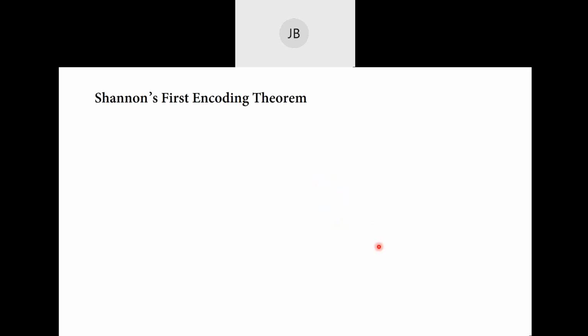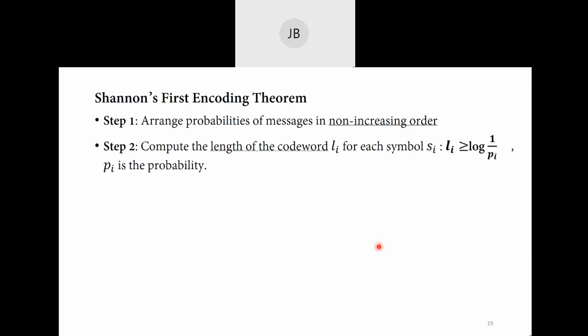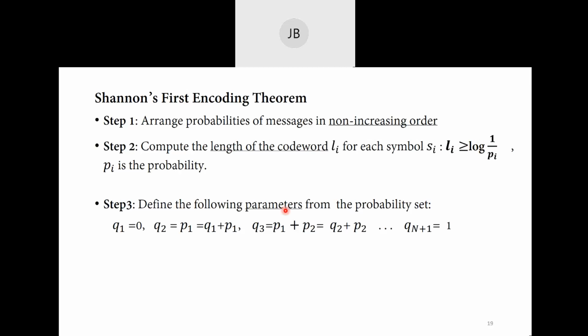Okay, and next we have Shannon's first encoding theorem. So we know the general steps of Shannon's encoding theorem. First, we need to arrange the probabilities in non-increasing order, and then we need to compute the length of the code word for every symbol. So the length of the code word for every symbol i, Li, should be greater than or equal to the log of 1 by probability. Since we know the probability, we can compute this value, and we need to choose this Li greater than or equal to this value. And then in the third step, we find out some parameters.